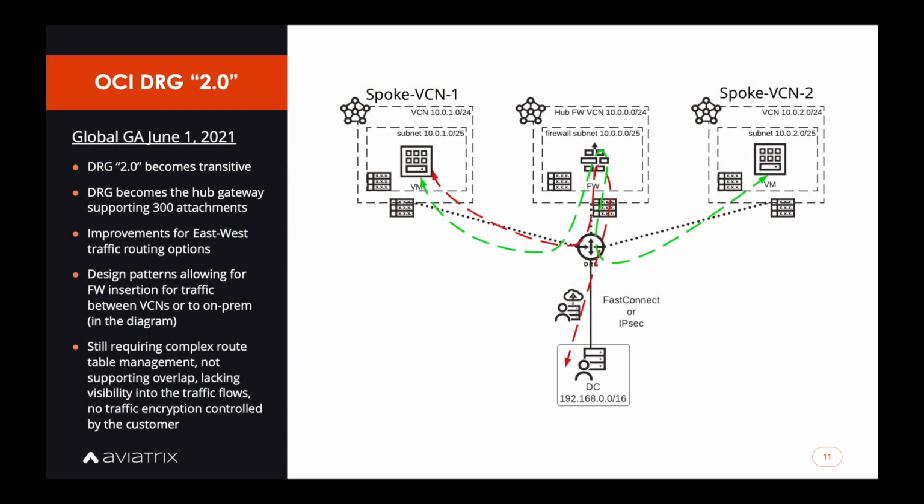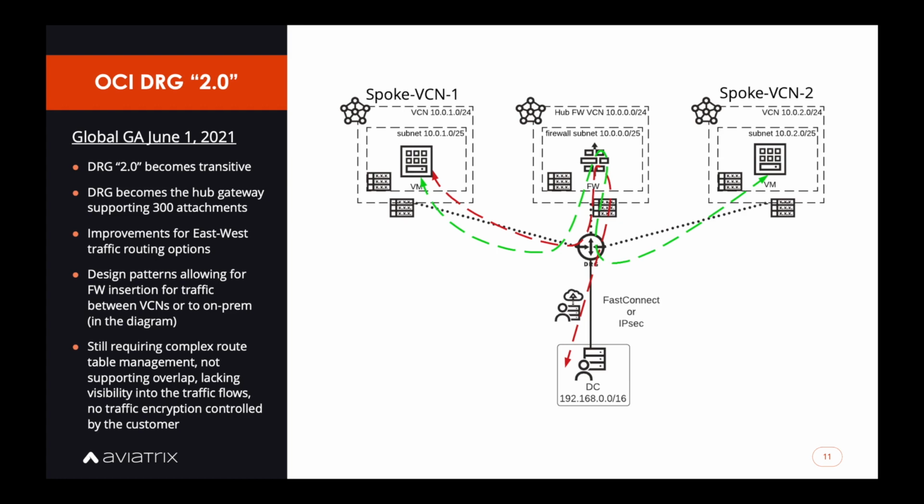It has become globally available on June 1st, 2021. It has become a hub solution, which allows you to interconnect up to 300 VCNs, up to 300 IPsec attachments or FastConnect circuits. It allows you to guide the traffic, let's say, through a firewall for additional firewall inspection as the traffic goes from one VCN to the other, or from one VCN to your external networks, like a data center over FastConnect, for instance.